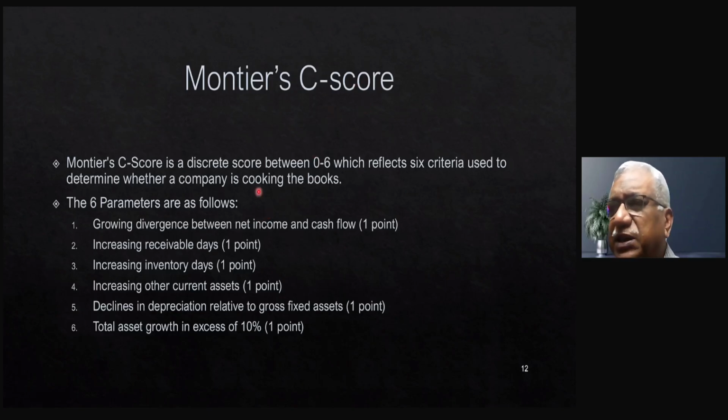Now, this Montier's score, C score, takes a number between 0 and 6. Now, how do we get those numbers? We want to look at 6 parameters. Now, this is all done by researchers. Montier's is the slightly less reliable. So, suppose you have only a doubt, try the Montier's. But if Montier's is indicating a red flag, then go to the next one.